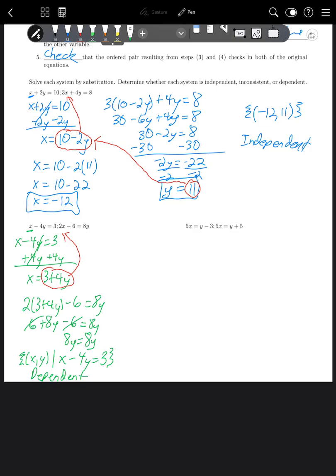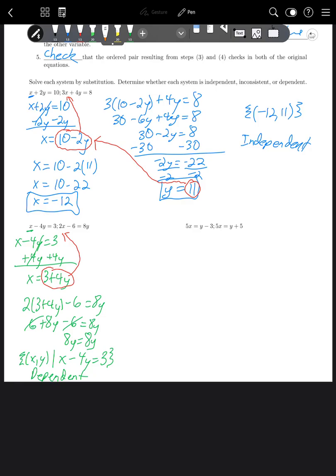Okay, so what that means is no matter what value I pick for x in the first equation, it will have a y in the second equation. So that means that's always going to be true. And then the last one, so we did substitution there, but that's what happens when you get a dependent system.